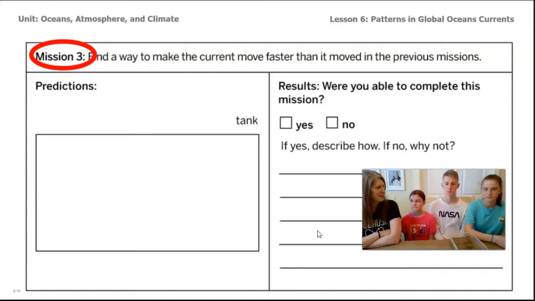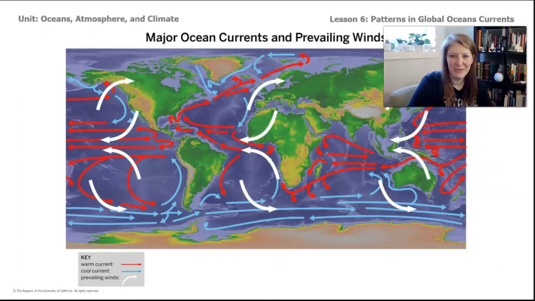We discovered a lot of really cool things today. Thank you for helping me out. Awesome. Okay, so we've learned so much in lesson 6. Let's just wrap it up by looking at this picture one more time. Prevailing winds set ocean currents in motion. We can see the white lines here, and they're pushing the ocean currents. The currents are pushed in the same direction as the wind until they reach the edge of a continent, which causes the currents to change direction and move along the continent.